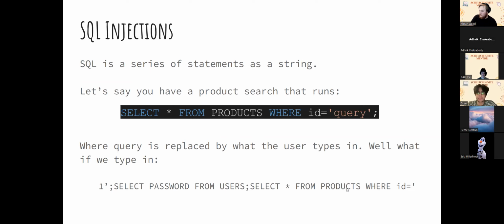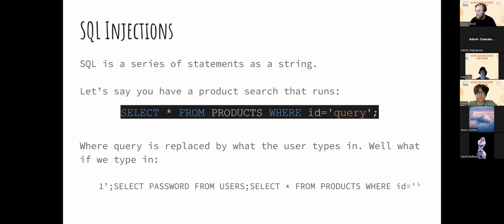And then we're going to say select star from products where ID equals, and then there's a little colon there, right? What this will do is first, it's going to execute the ID equals 1. So it's going to find a product that has an ID equal to 1. It's then going to get the password from users, and then it's going to error. On most systems it'll only return the second statement, and then it'll error out on the third statement, essentially. So this is a way that you could have somebody give you all of your users' passwords, which is not great. You don't really want to do that.